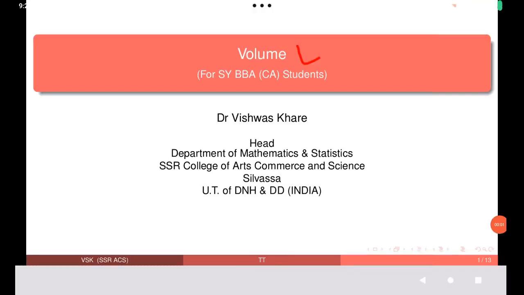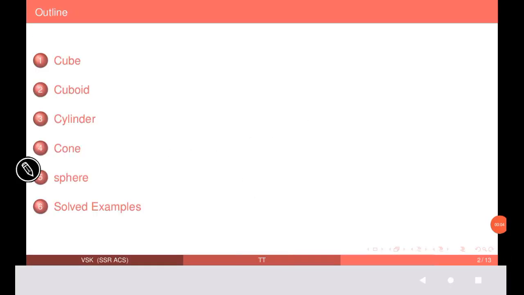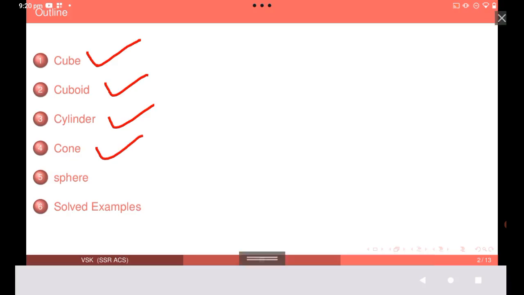The topic of this lecture is the volume of different geometrical figures. We'll see them one by one. In this lecture we'll cover cube, cuboid, cylinder, cone, sphere, and some solved examples. All these topics we are going to cover.